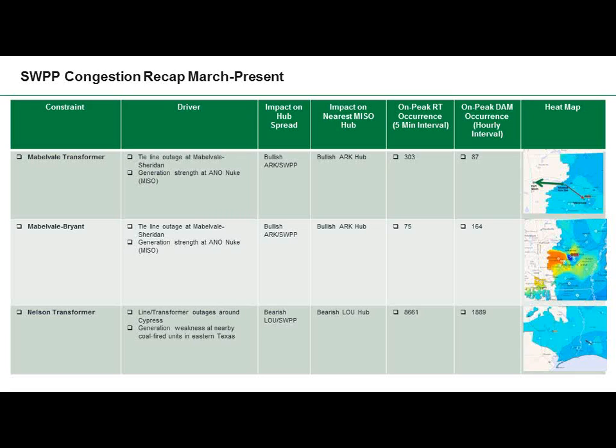Lastly, the Nelson transformer is another key one that we usually encounter in both real-time and the day-ahead. The drivers are line or transformer outages around Cypress or generation weakness around the coal units in eastern Texas. So this is bearish to Louisiana hub, and therefore it's bearish to that Louisiana versus SPP spread. And here's also a heat map of that Nelson transformer.